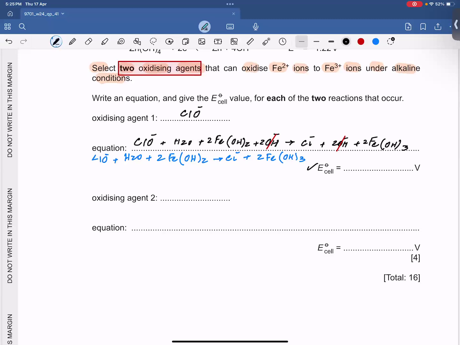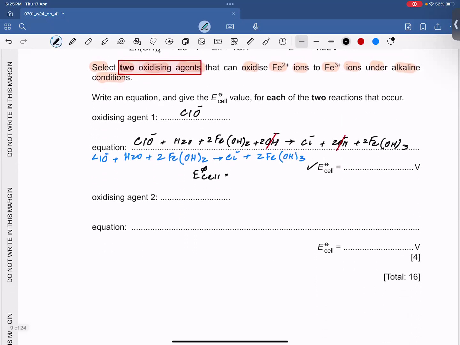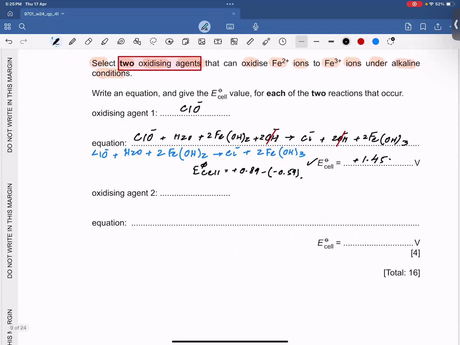So the E° cell, E° right, which is plus 0.89 minus 0.59. So the value of E° cell is going to be plus 1.45 volt. Okay. Now the oxidizing agent 2 is going to be oxygen.